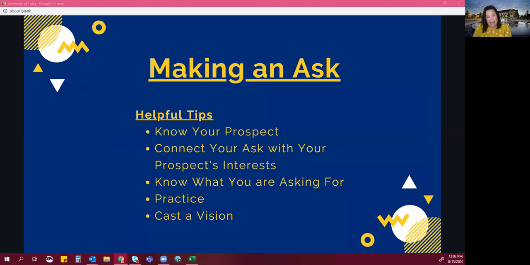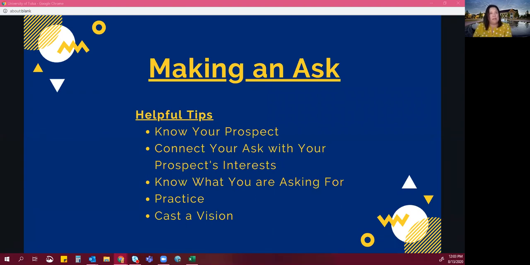So, making an ask. You need something, and you've got to figure out a way to get it, right? Making an ask is what some people say is the hardest thing you can do, and they don't understand how people can fundraise. But if you believe in what you do, it's the easiest part of your job, really.